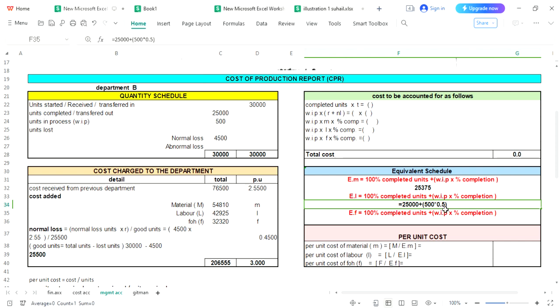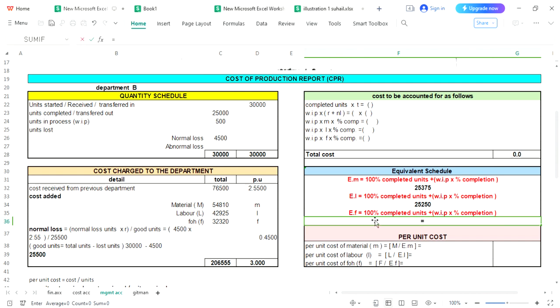This way you have got your answer for equivalent of labor. It's time to calculate equivalent of FH. For this we will go again in the quantity schedule. The very first thing you need is 100% completed units. Come over here in the quantity schedule. This is your completed units and those are 25,000. Write down here 25,000, and then add. Put the sign of add over here, open your bracket.